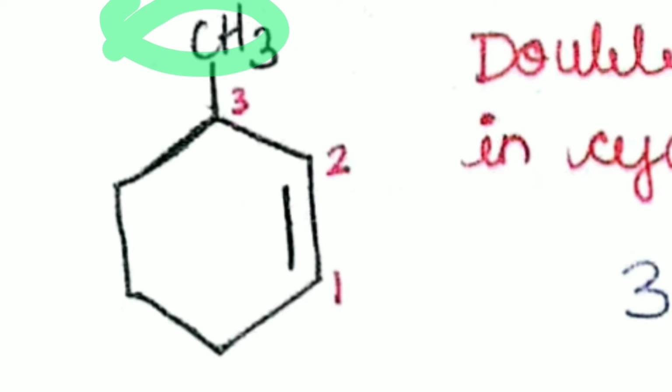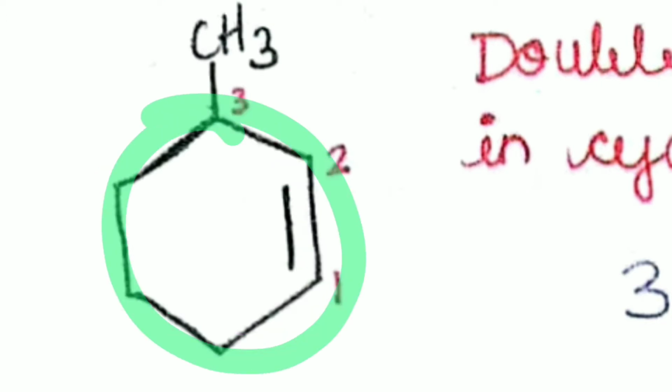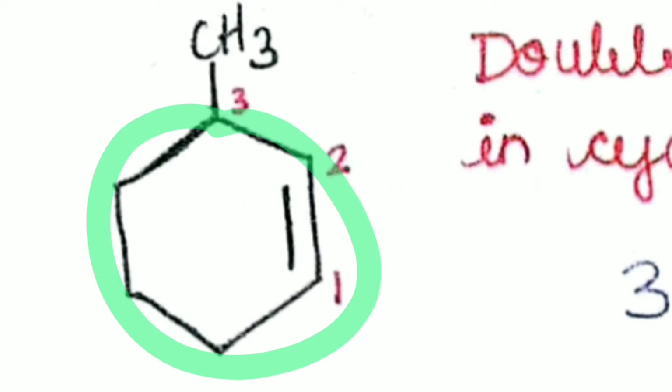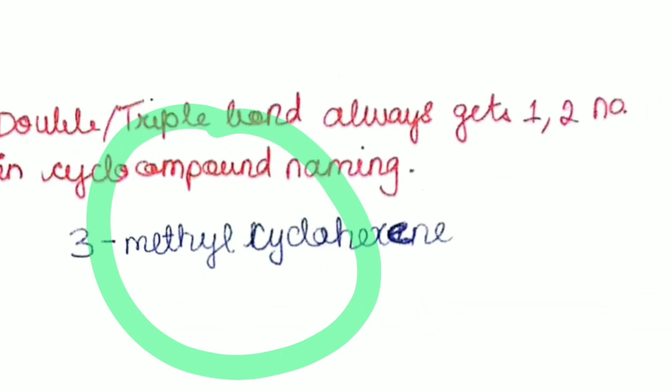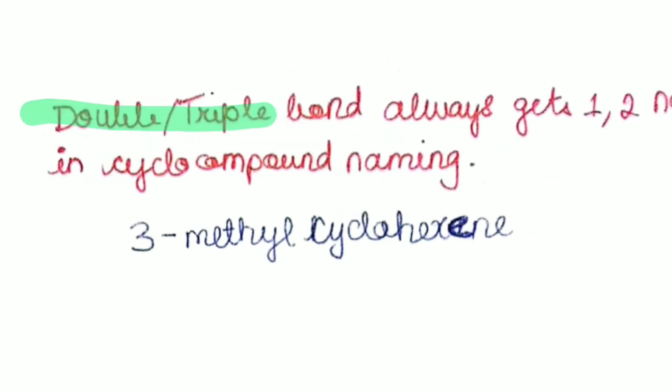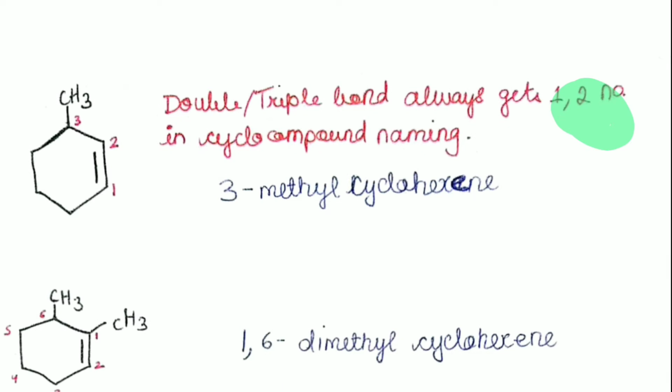So now how to number this compound? Should we number it in the clockwise sense or in the anti-clockwise sense in order to give it the lowest set of locants? So guys, before numbering, we have to remember this very important rule from the point of view of any unsaturated cyclocompound, that the double or triple bond will always get 1, 2 locant in the naming of cyclocompound.